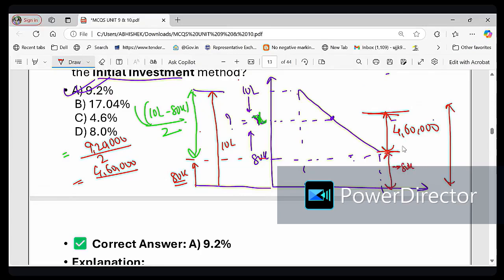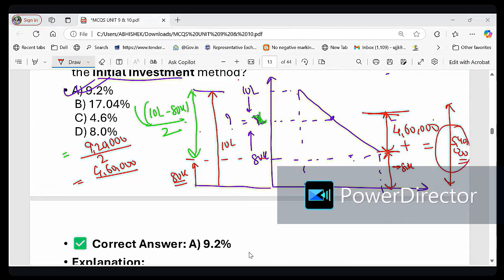80,000. So this plus this is equal to this. 4 lakh 60,000 plus 80,000, this will give you what? 5 lakh 40,000. And this is our average investment. The answer is 5 lakh 40,000 is the average investment. I think one mistake was there in the previous question, right? That is what I'm telling you.